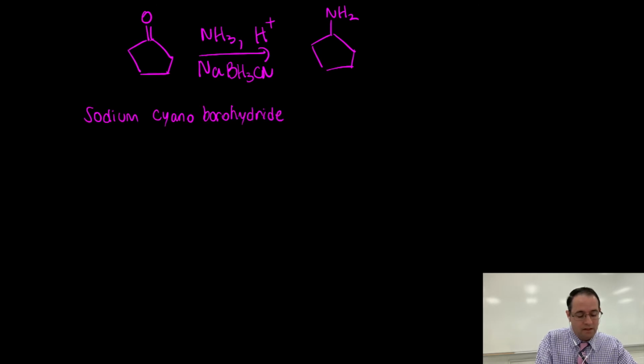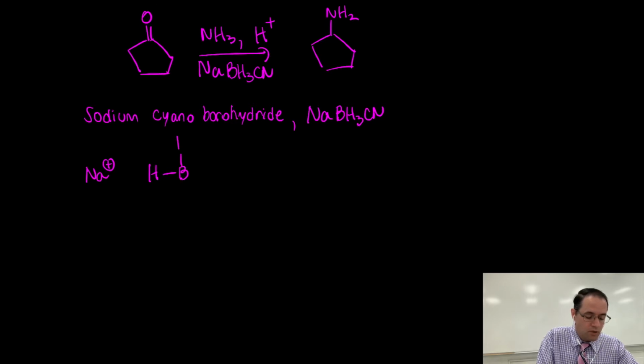Okay? It's NaBH3CN. That's the order of the elements that we have in there. And this is nothing other than a hydride reducing agent. So H is connected to boron, and then we have a cyano group here, or a nitrile, or a cyanide, okay? So this is the Lewis structure for sodium cyanoborohydride.